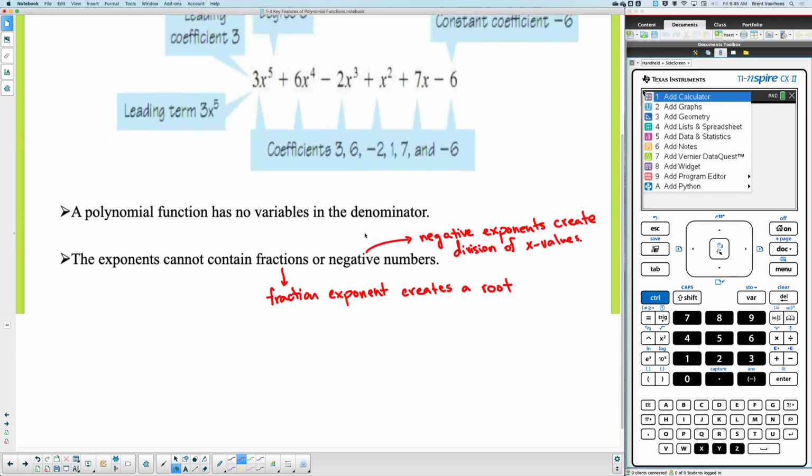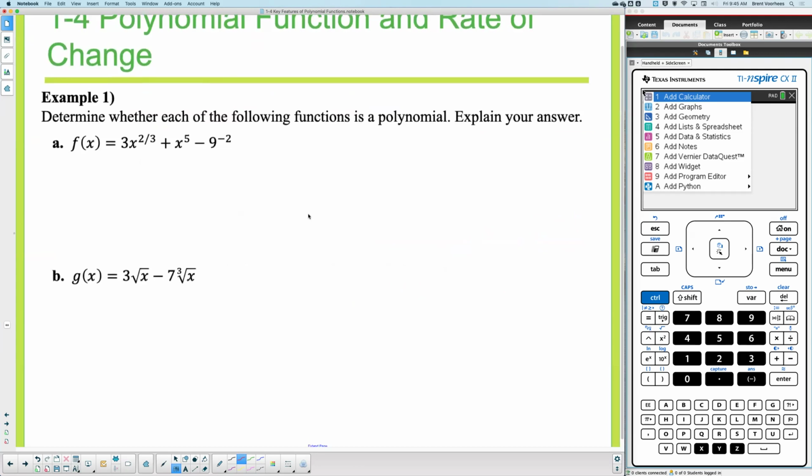That's just an example, but I think a lot of this will make more sense just by looking and identifying when we look at a function if it follows the rules or not. So let's look at this first one, example 1a. Determine whether each of the following is polynomial. Explain your answer. What do you think when you look at this? Is it polynomial? Why not?